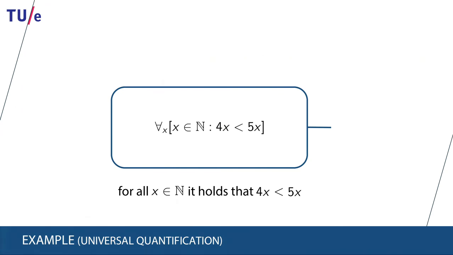For all natural numbers x, it holds that 4x is less than 5x. By the mere fact that there is some natural number x for which 4x is not less than 5x, this universal quantification evaluates to false. The device produces a 0.